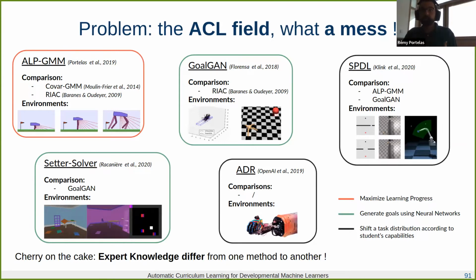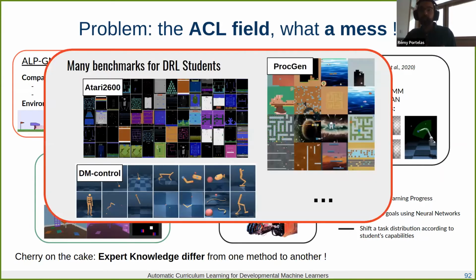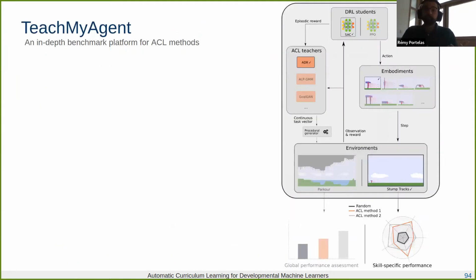This is not an ideal situation, given how benchmarks can catalyze research, for example, how the Atari benchmark helped the DRL field to develop new approaches and improve upon the vanilla DeepQ network I mentioned earlier. So it seems like it would be interesting to have something similar for ACL algorithms. But although there are many DRL benchmarks, we don't have a single equivalent for teachers. And so in this work, we decided to try to create a standardized testbed for ACL algorithms. And we named it Teach My Agent.